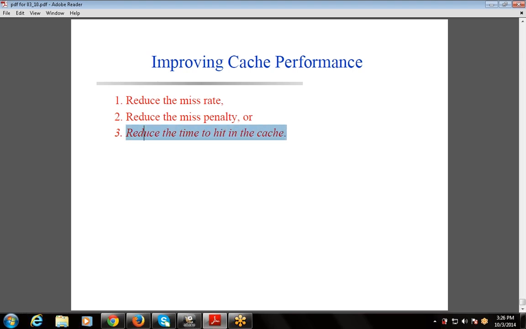Next is reducing the time to hit in the cache. So these are the three techniques used to improve performance. First is reducing the miss rate, then reducing the miss penalty. These contain multiple methods, five or six, used to reduce the miss rate and the miss penalty. Then next is simply reducing the time to hit in the cache. So these are the three techniques used to increase the cache performance.